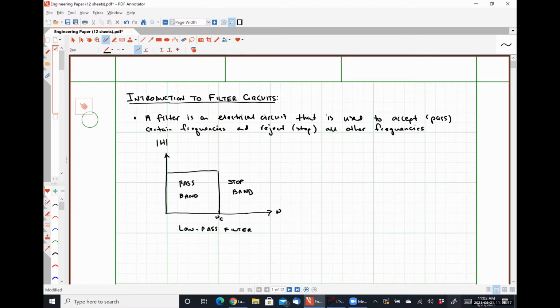Now, an ideal low pass filter can never be physically realized. It's literally impossible to do. So what we should expect is a response that looks a little more like this. Except that I can't draw for crap today. Let's try this again.